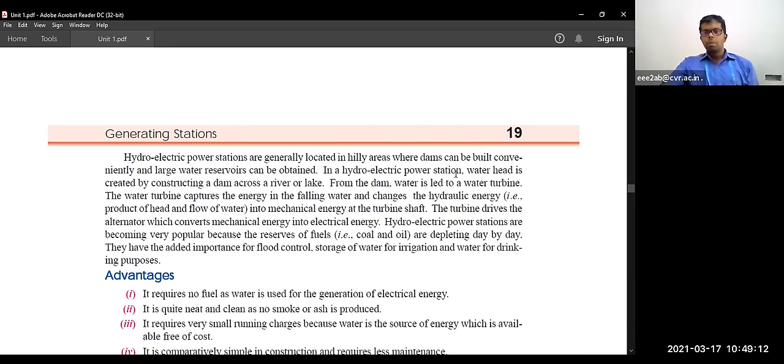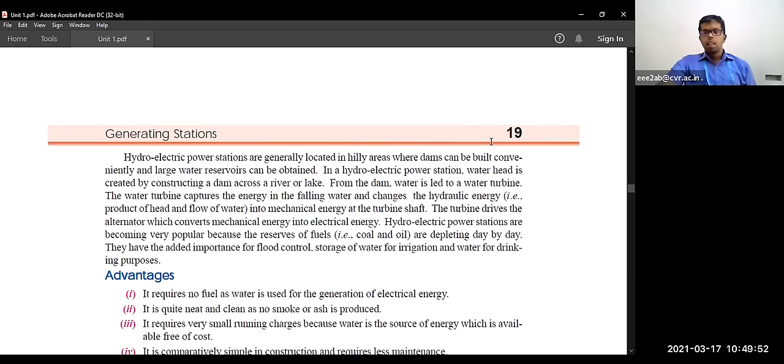In a hydroelectric power station, water head is created by constructing a dam across a river or lake. Either in a lake or in a dam. If a big lake is there, in that lake you can also construct a dam-like structure and generate power from that. But the lake should be very big, and if it rains in the lake, you can generate the power.